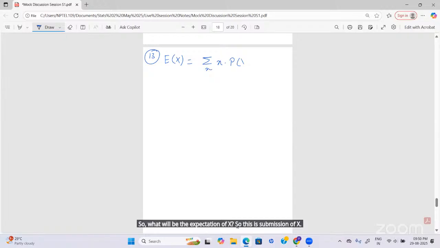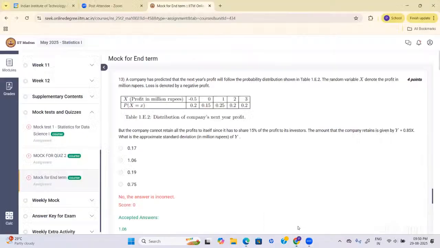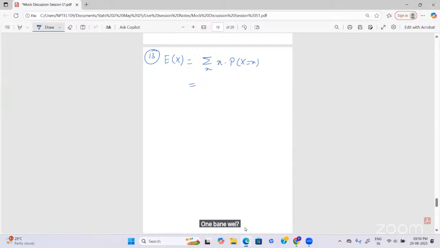So what will be the expectation of X? This is the summation of x times P(x). Okay, calculate the expected value of X. It is 1.15. Okay.